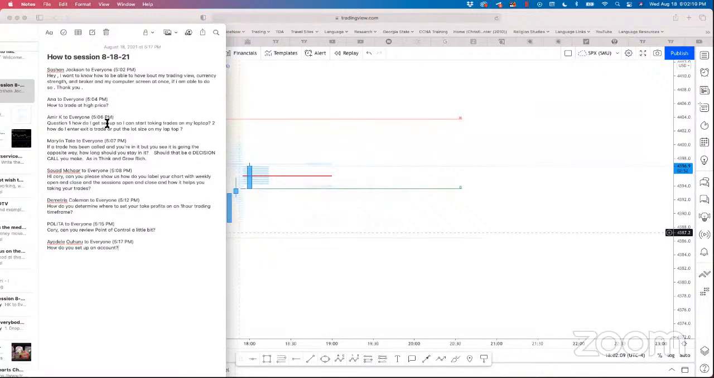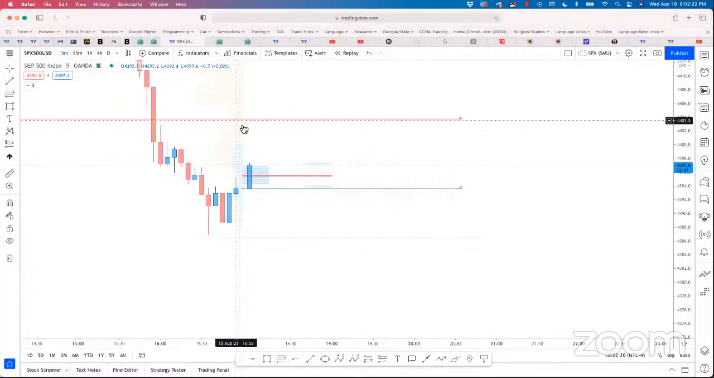Amir asks, how do I get set up so I can start taking trades on my laptop? And how do I exit a trade or put the lot size on my laptop? That's easy. So let me close this out. I use a MacBook, and let me open this up and close out some stuff right quick.